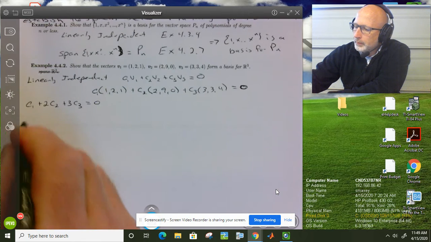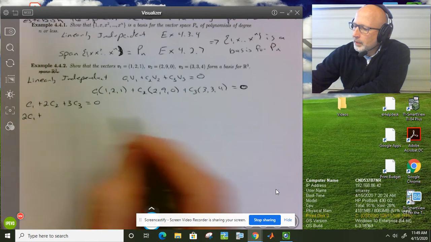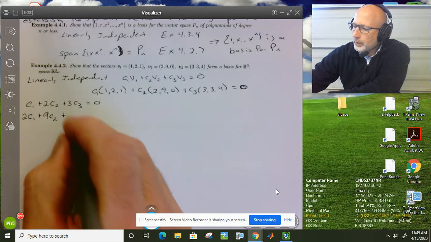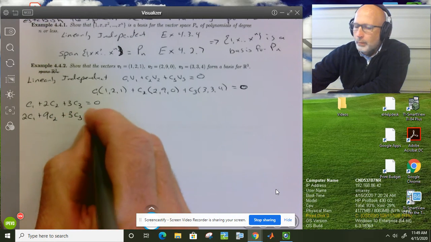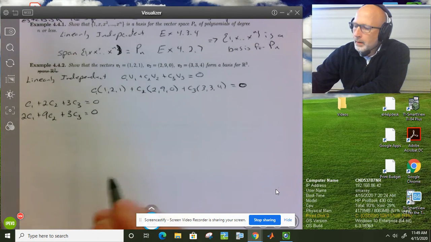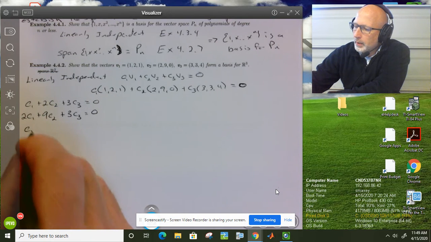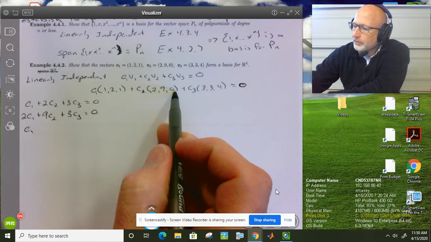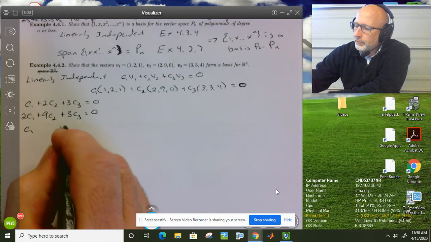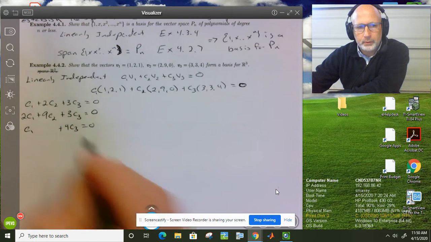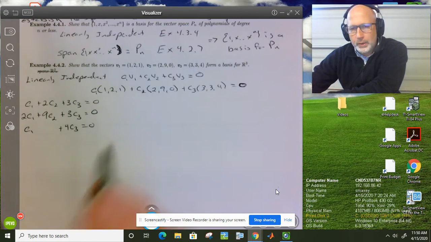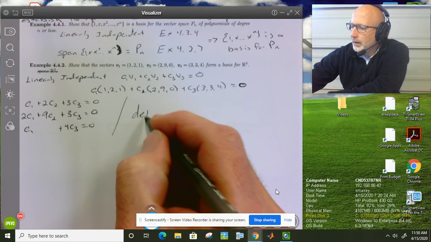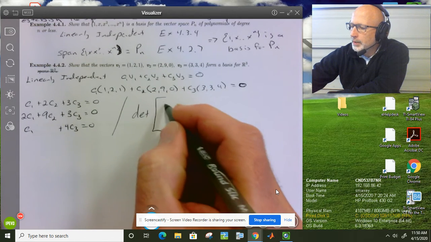Furthermore, I have 2C1 plus 9C2 plus 3C3, that will also be equal to 0. And then I also have C1 plus 0, because that times 0 is 0, plus 4C3 is going to be equal to 0. So we've been doing this for a little bit of time now, we know what I need to do is figure out what the determinant of the coefficient matrix is.